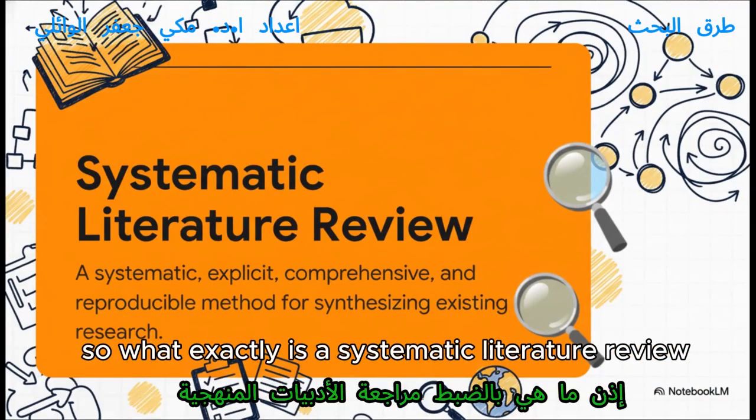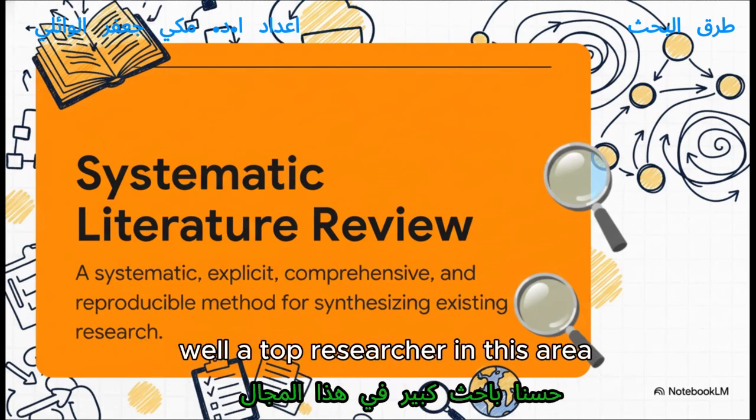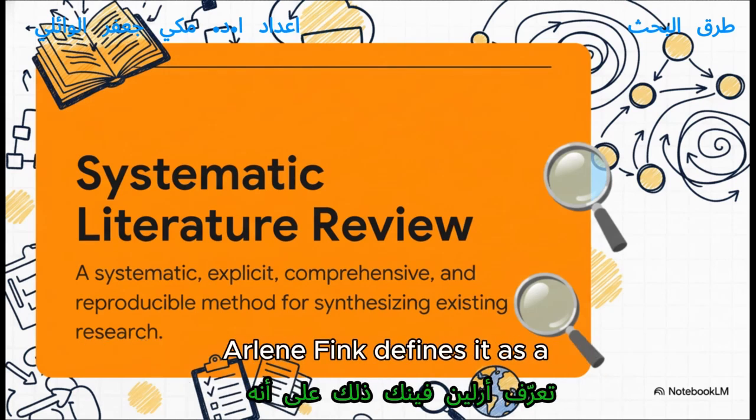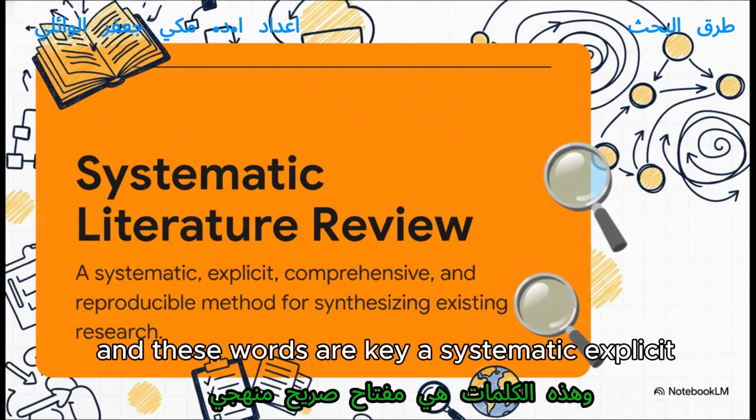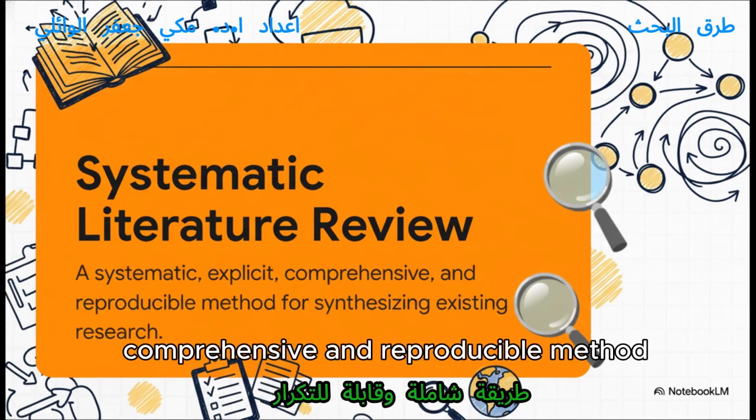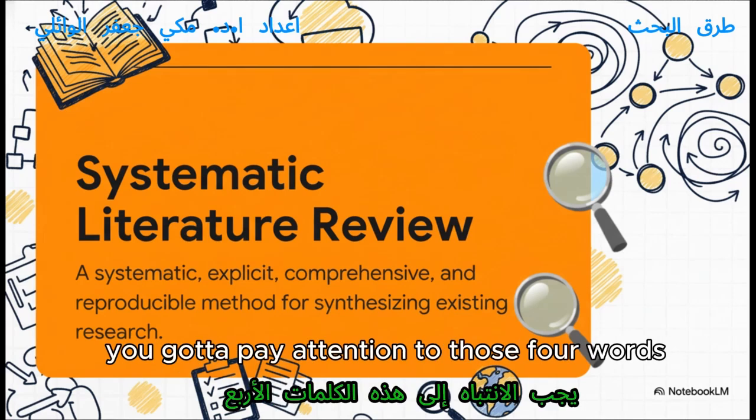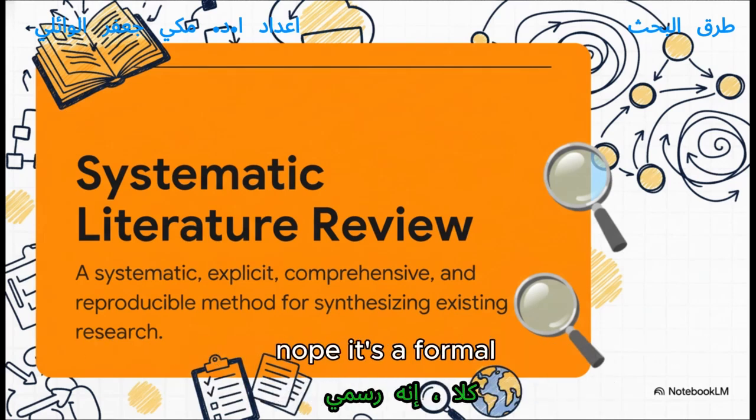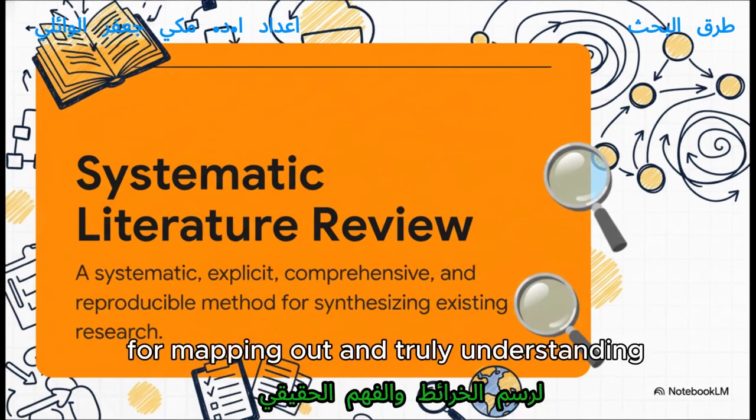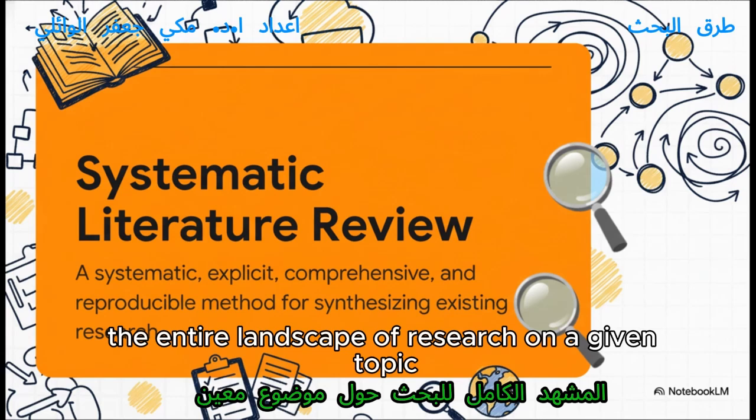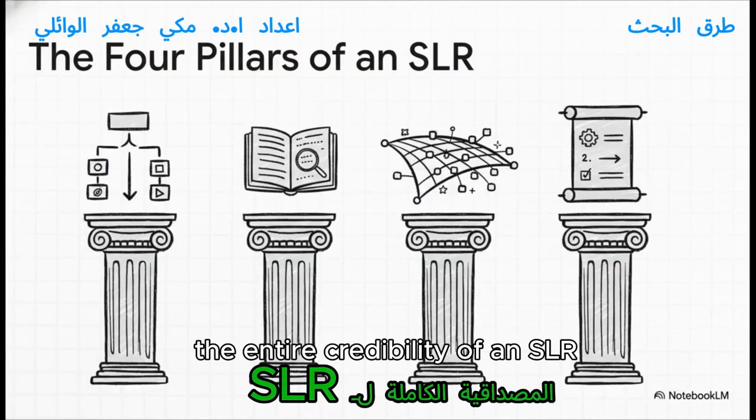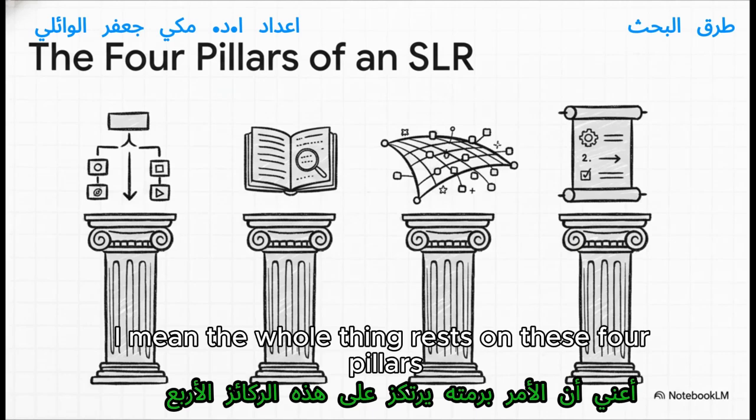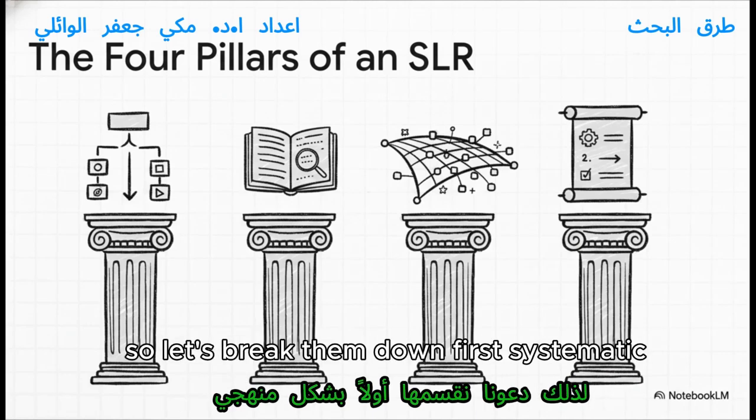So, what exactly is a systematic literature review? Well, a top researcher in this area, Arlene Fink, defines it as, and these words are key, a systematic, explicit, comprehensive, and reproducible method. You gotta pay attention to those 4 words. This is not just about reading a bunch of articles. Nope. It's a formal scientific process for mapping out and truly understanding the entire landscape of research on a given topic. The entire credibility of an SLR, the whole thing, rests on these 4 pillars. So let's break them down.